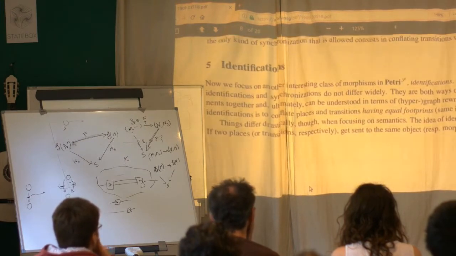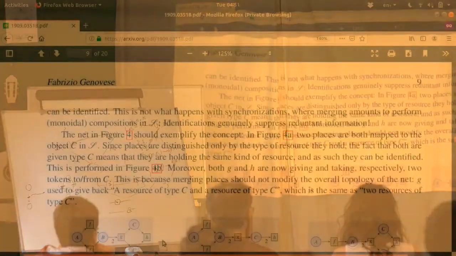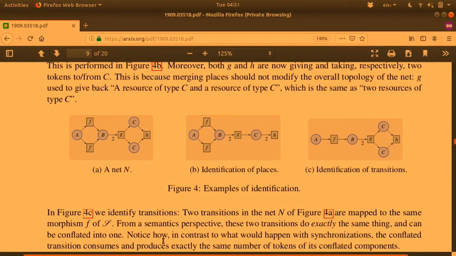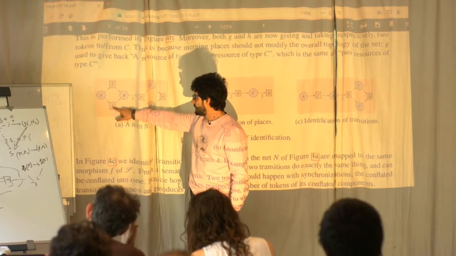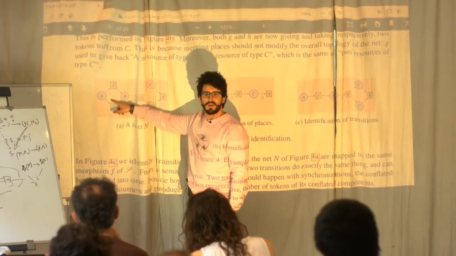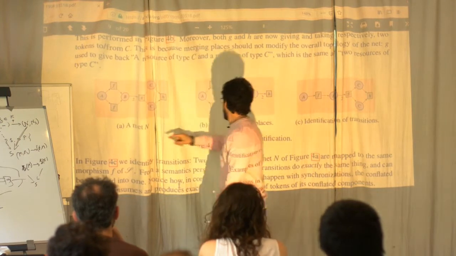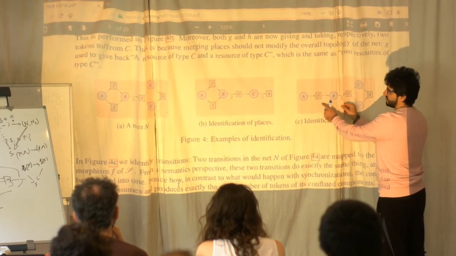And then we do identification, which is the other kind of thing, so gluing along places mainly. And the idea of synchronization is this. Synchronization really is about getting rid of redundant information. For instance, in this net, you have these two transitions f, which are mapped to the same thing in the semantics. So for us, they are really doing the same thing.